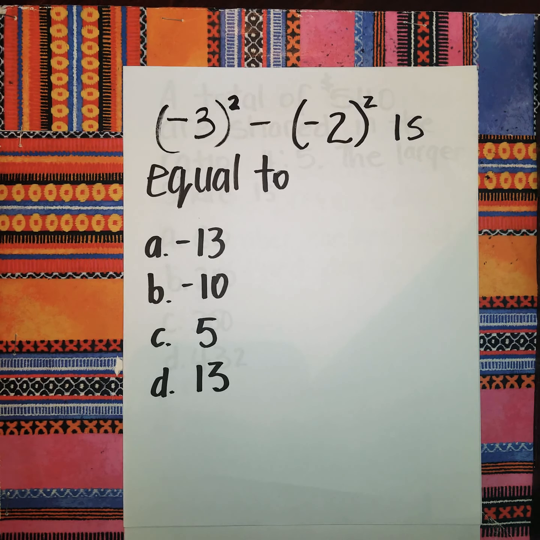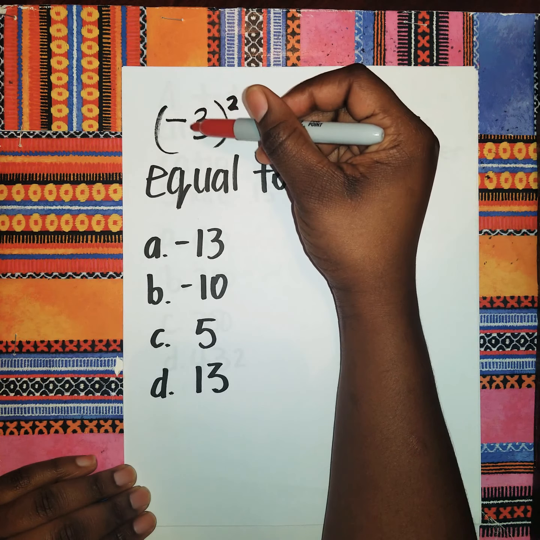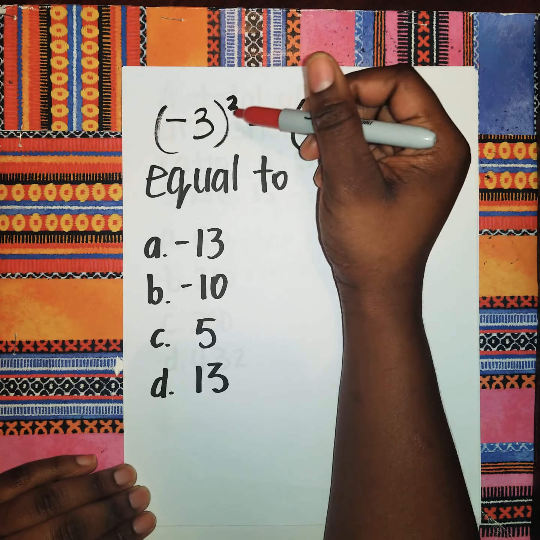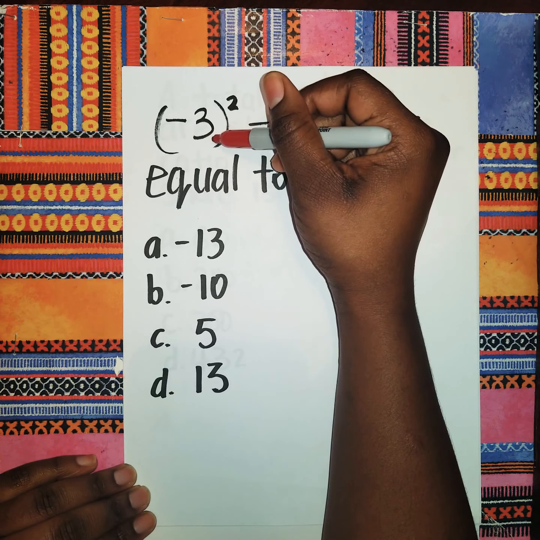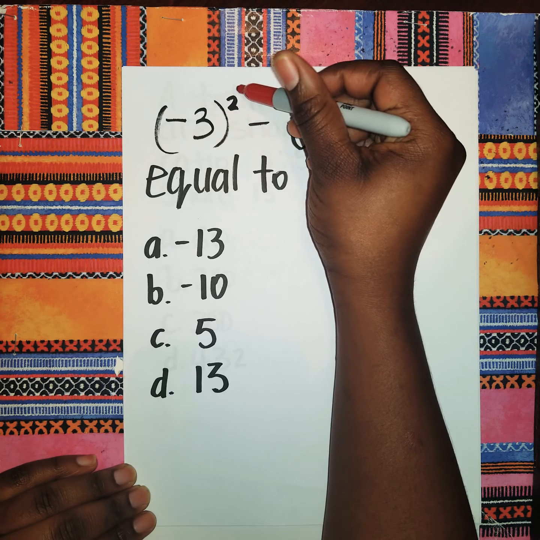So we have (-3) all squared, subtract (-2) all squared. And we have to basically simplify this. So what you do, guys, is you have to know that once a negative number is in a bracket being squared or to the third power, to the fourth power, you're going to multiply whatever's in the bracket by the amount of times you see the number up here.